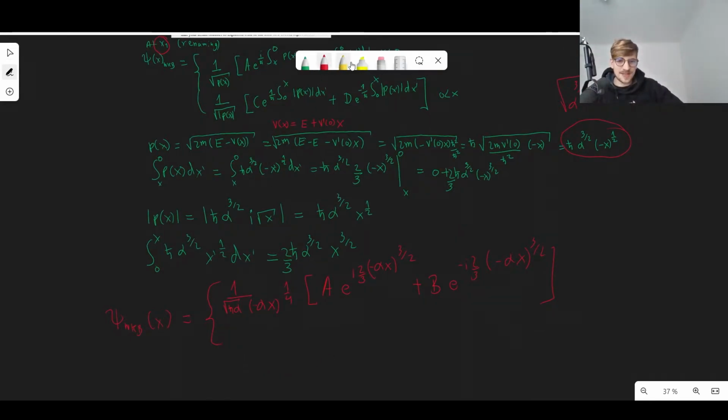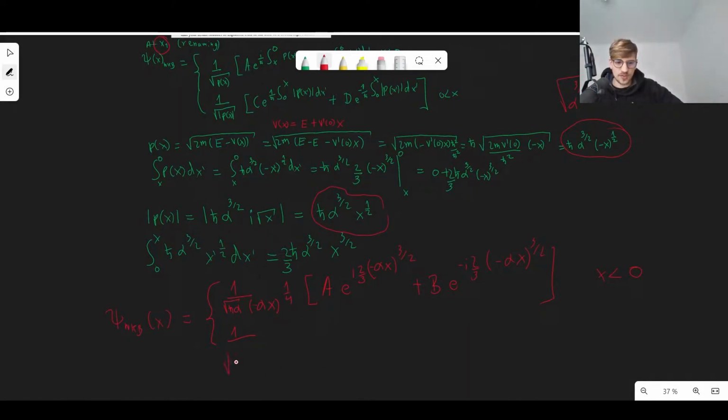Now let's extend this and write the second part. This is of course valid for x smaller than 0. So all these minuses end up being something positive, so don't worry. And then we have 1 dividing by the absolute value of the momentum, which is this thing right here. We get the same thing but without the minus sign.